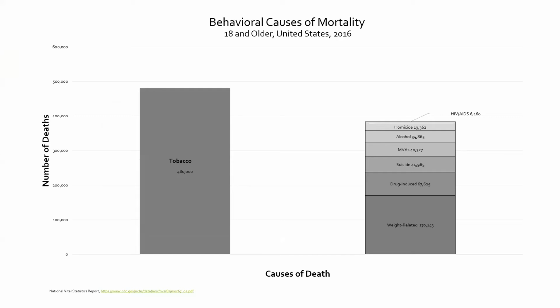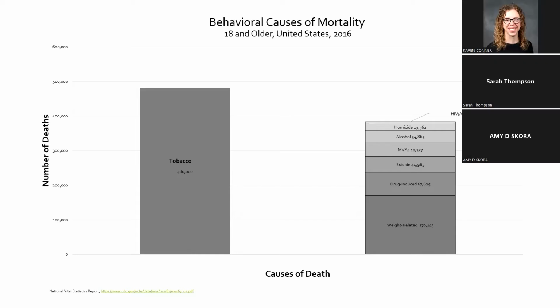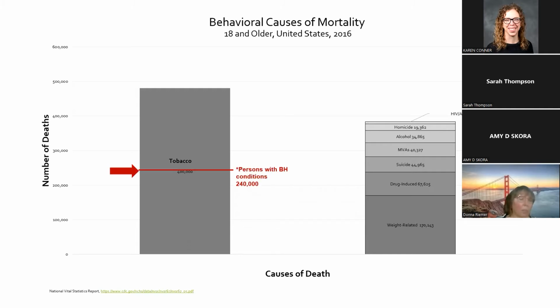We see here, compared to all other behavioral causes of mortality that include drug-induced mortality, overdoses, suicide, alcohol-induced mortality, homicide, and motor vehicle accidents, the mortality related to tobacco is greater than all of those other causes of mortality combined. And persons with a behavioral health condition make up a significant proportion of that tobacco-related mortality. Again, about 25% of adults in the United States have a behavioral health condition, but about 50% of tobacco-related mortality is in persons with a behavioral health condition.